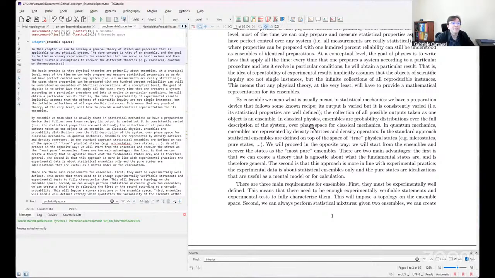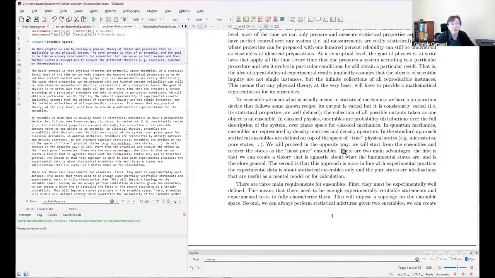In classical physics, ensembles are probability distributions over the full description of the system, over phase space for classical mechanics. In quantum mechanics, ensembles are represented by density matrices and density operators. In the standard approach, statistical ensembles are defined on top of the space of true physical states, so microstates and pure states in quantum mechanics.